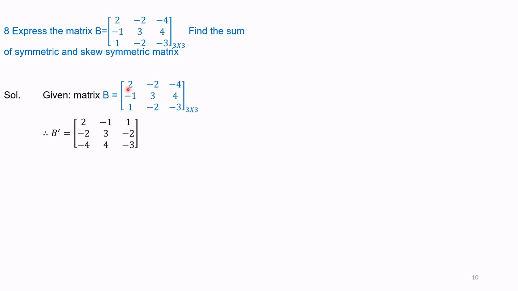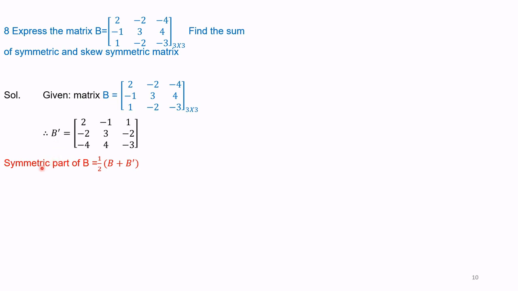Therefore, for B dash we have to find the transpose. Transpose means interchanging the rows with columns. So we write B dash, the transpose of matrix B. The first row of B, 2, -2, -4, is written as a column. The second row of B, -1, 3, 4, is converted into a column. The third row, 1, -2, -3, is written as the third column. Thus, we have transposed matrix B into B dash.